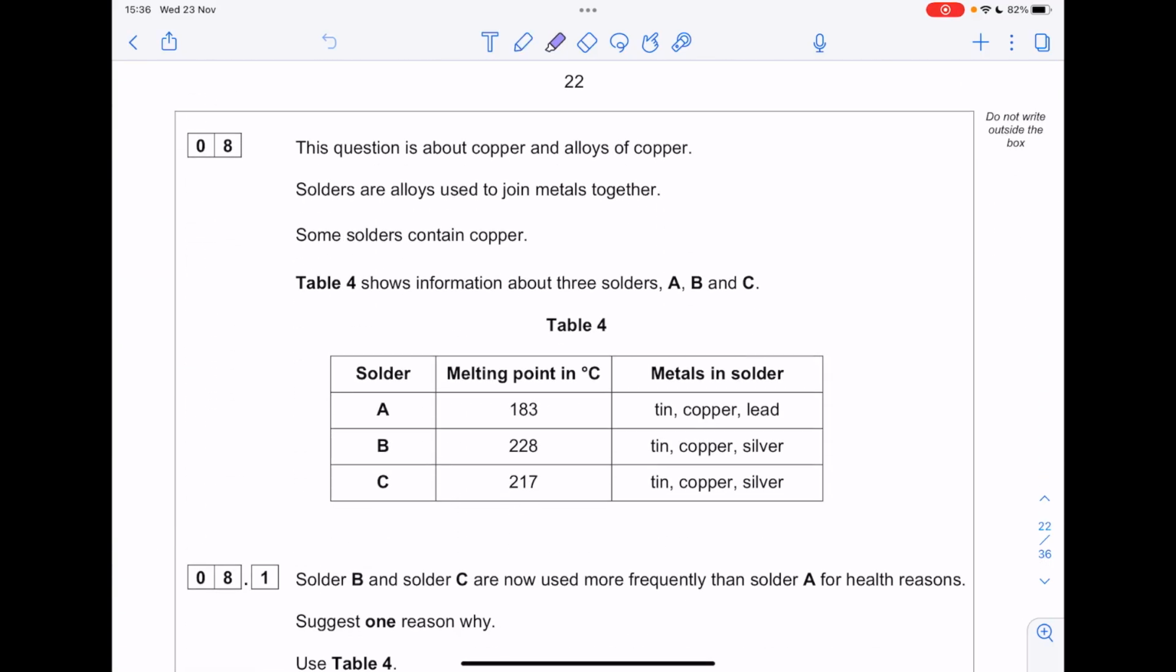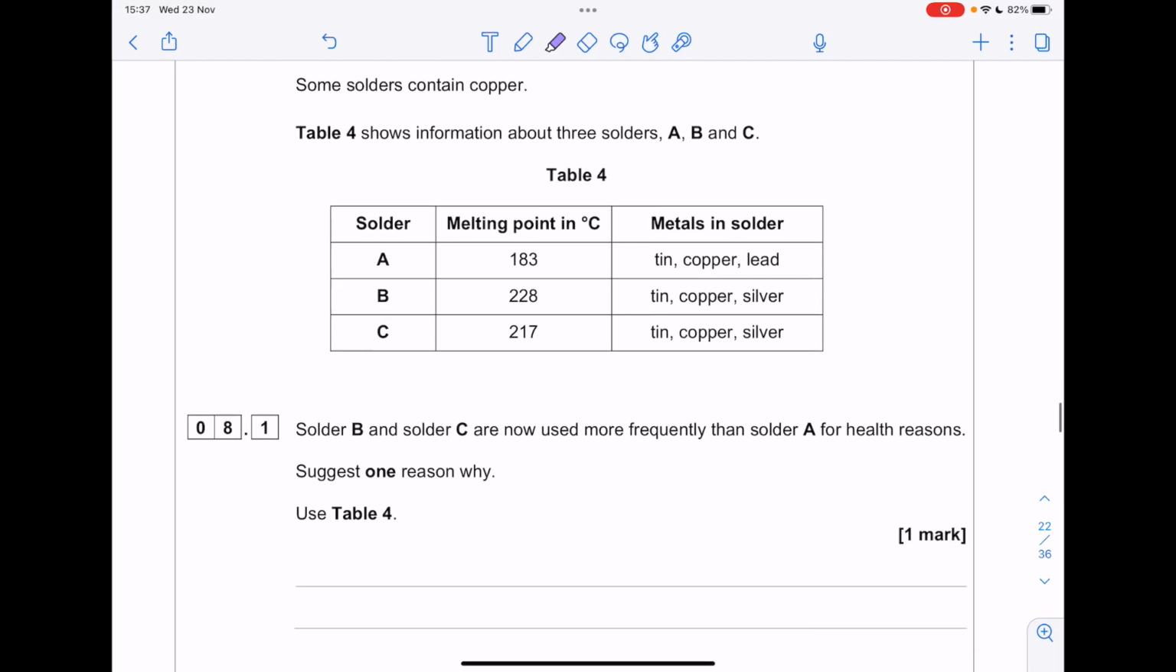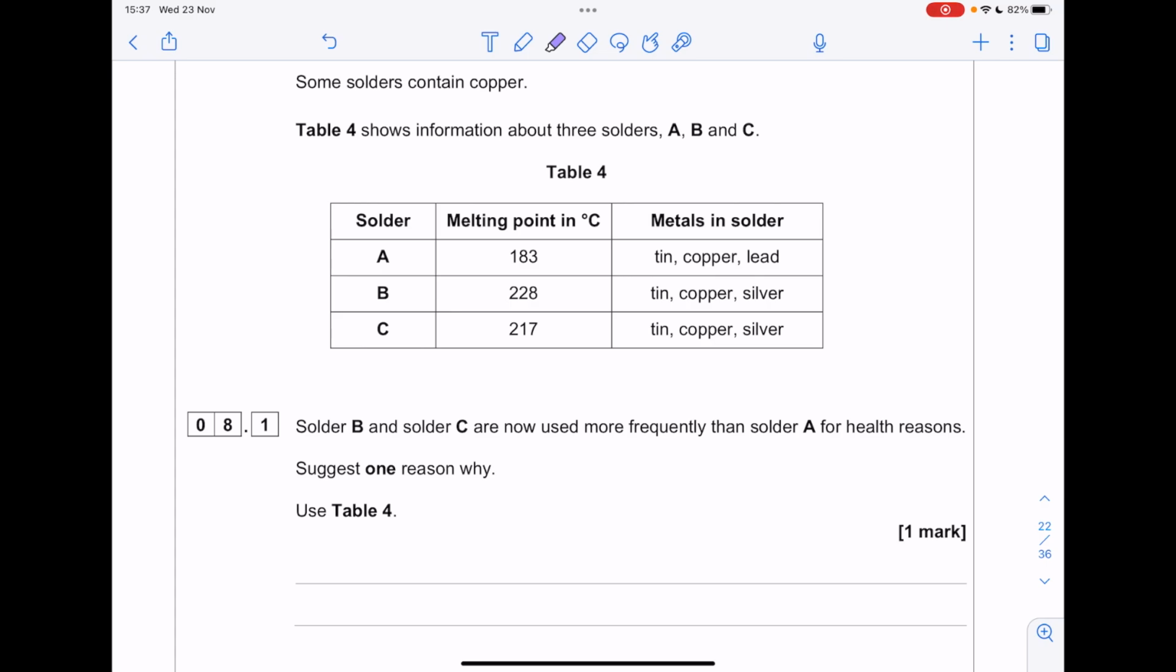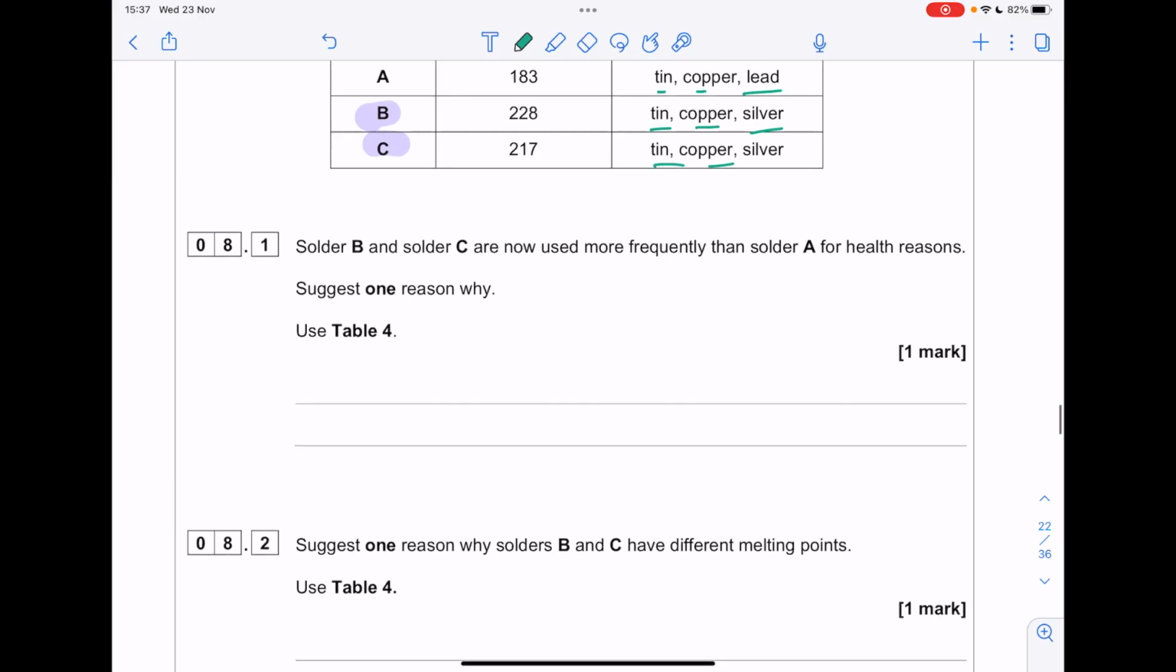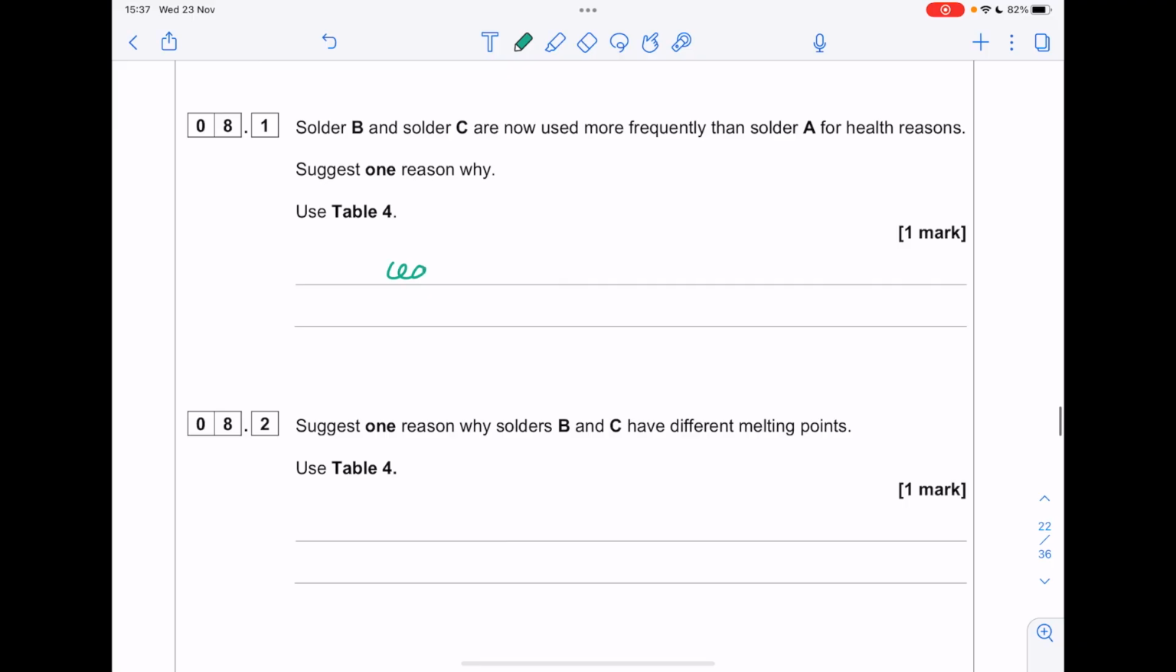This question is about copper and the alloys of copper. Solders are alloys used to join metals together. Some solders contain copper. Table 4 shows some information about 3 solders. Solder B and solder C are now used more frequently than solder A for health reasons. Suggest one reason why. Let's look at the difference then. So they all have tin and copper in. There must be a reason why we don't like using lead compared with silver. Well, it's because lead is toxic.